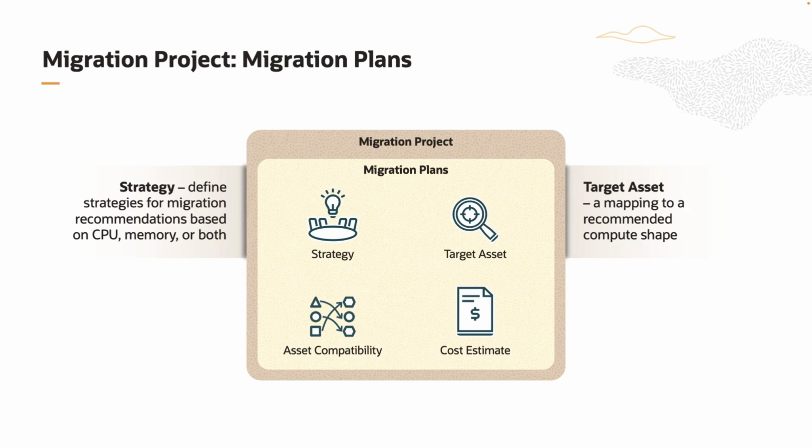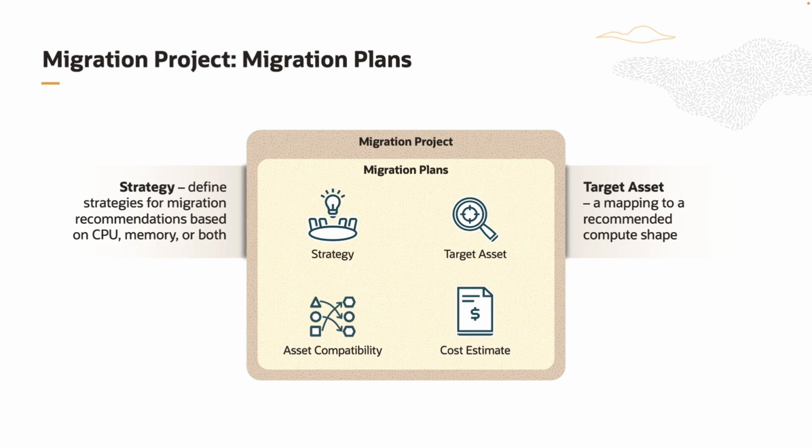Target asset is the target configuration of the VM that is represented in the OCI compute service, and that is generated based on the selected strategy. For example, again, there are different compute shapes available in OCI compute service, and depending on the resource usage, a target asset mapping would be created. Target assets can be automatically chosen, or you can manually configure target assets to meet specific performance or cost needs for the migrated VM.